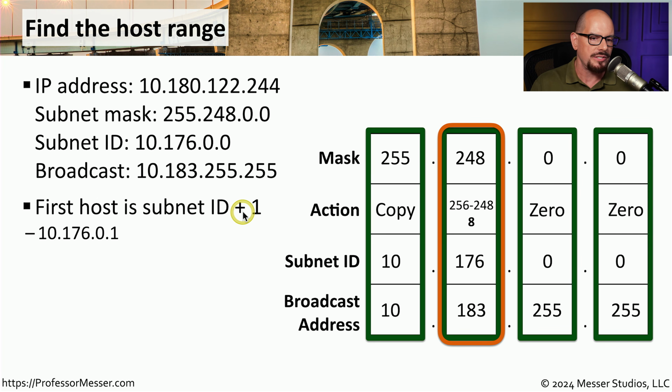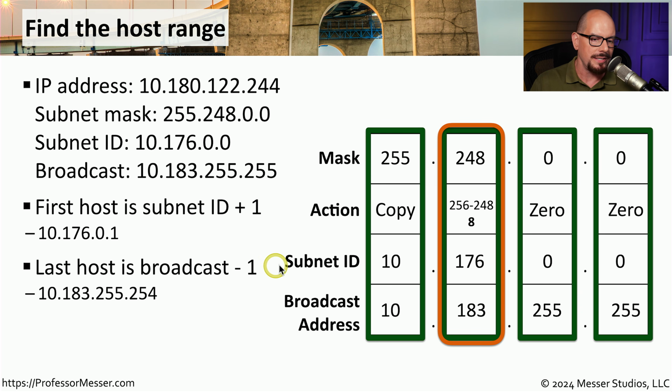Now that we've calculated the subnet ID and the broadcast address, it's relatively easy to determine the first host ID, because we take the subnet ID and add 1. So the first available host on the subnet is 10.176.0.1. To determine the last address, we take the broadcast address and subtract 1. So in this case, it would be 10.183.255.254. Hopefully now you can see that the magic number method is a bit faster than going through the steps of converting to binary and then back to decimal again. But there are some ways to make this process even more efficient.